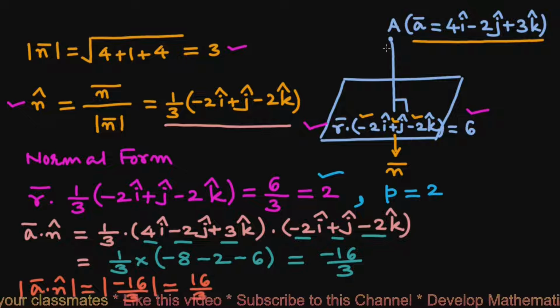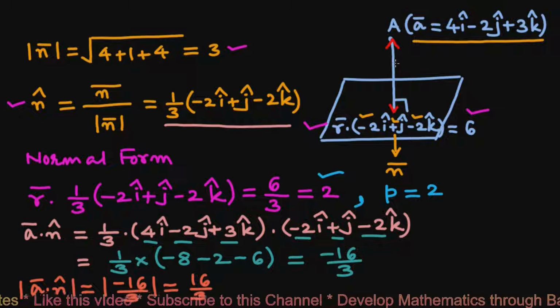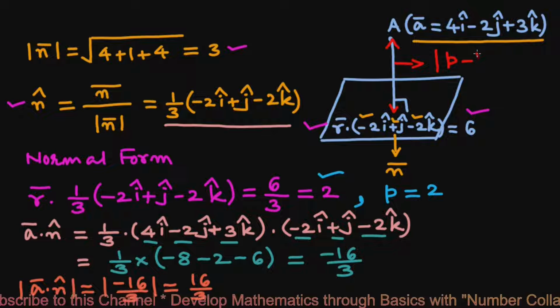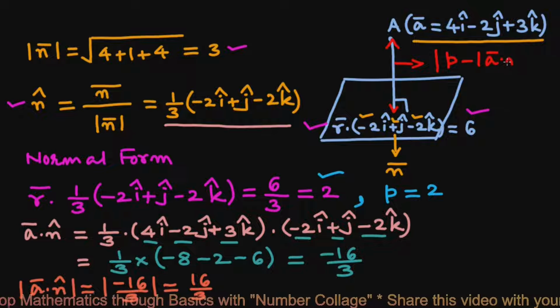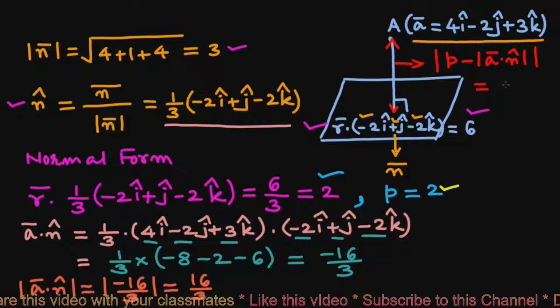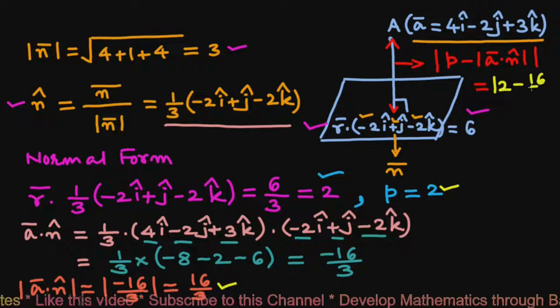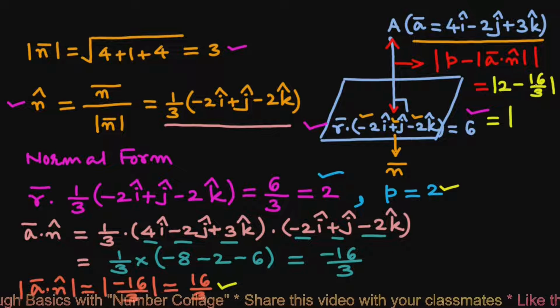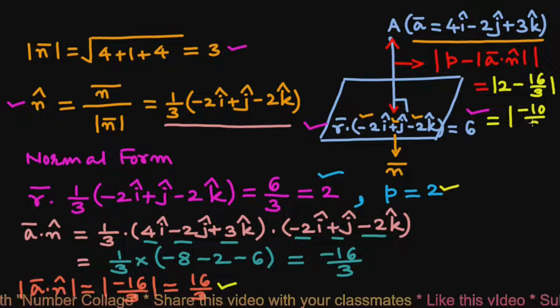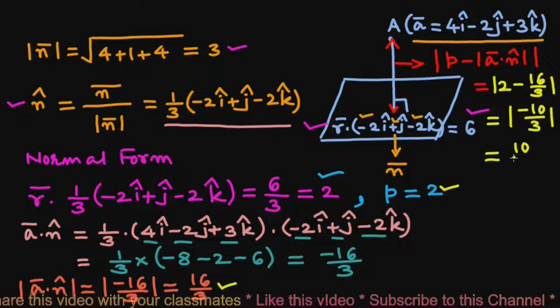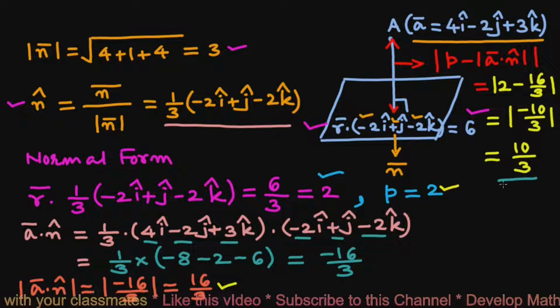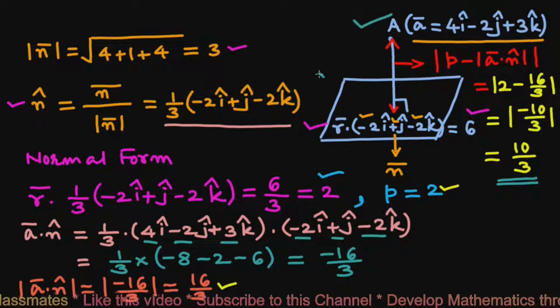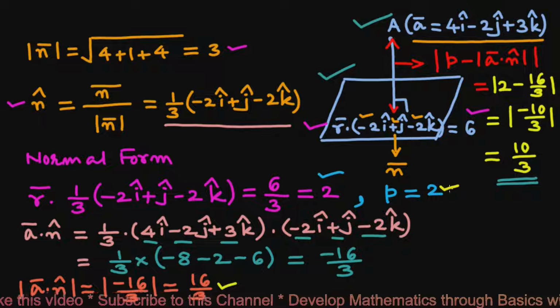Now this required distance will be mod of p minus mod of a bar dot n cap, that will be this p minus 16 upon 3, which will be mod of 3 2s are 6 minus 16, minus 10 upon 3, that will be 10 upon 3. So this will be the distance of this point A from this plane, 10 upon 3.